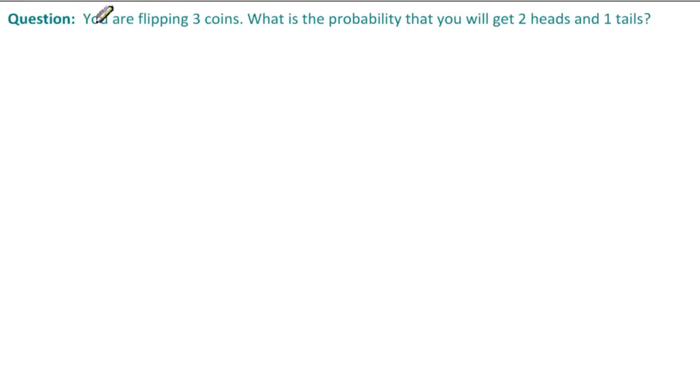The question reads, you are flipping 3 coins. What is the probability that you will get 2 heads and 1 tails? So they're asking about the theoretical probability that if we flip 3 coins, we will get 2 heads and 1 tail. Doesn't matter the order.